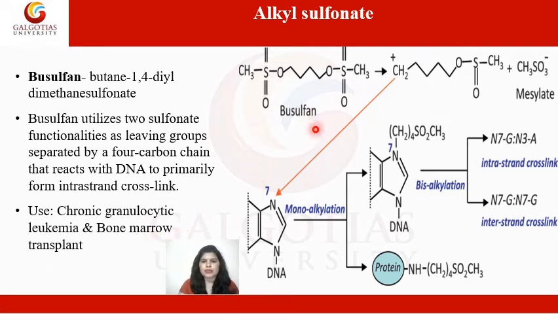Look at the mechanism of action. This is busulfan, which on decomposition gives a carbocation. This carbocation alkylates the 7th position of guanine, which is a monoadduct of DNA. The monoalkylation is done and then the second alkylation is done, and they make an intrastrand cross-linking with the DNA.